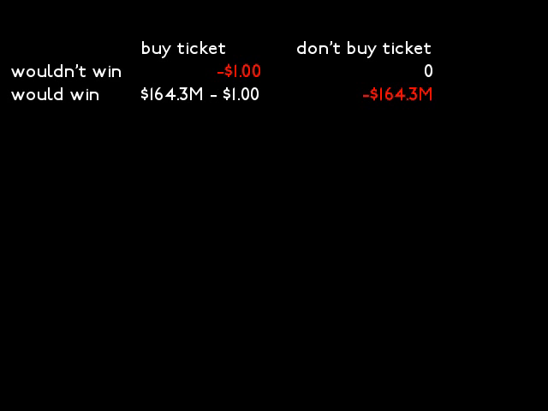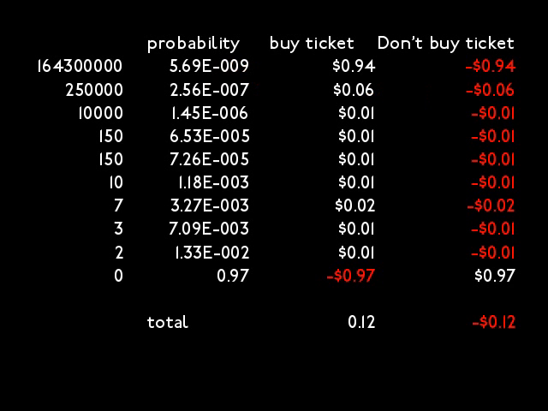I think it's also safe to say that the chances of 2 people hitting the jackpot are slim enough that we can leave that out of the calculation. Let's add the other steps. As you can see, if I buy a ticket, I win 12 cents on average. But if I don't buy a ticket, I'm out those 12 cents. So I'm glad I did buy that ticket.